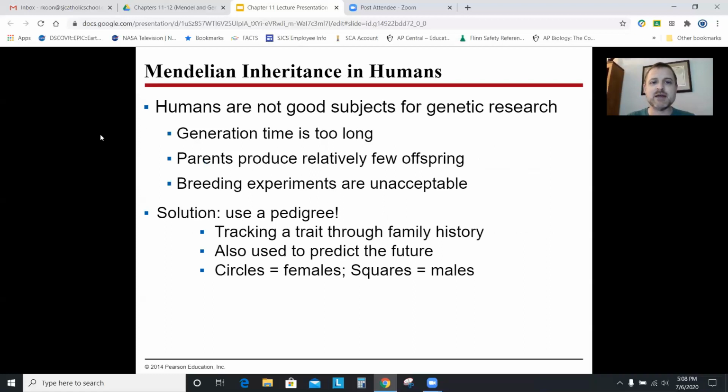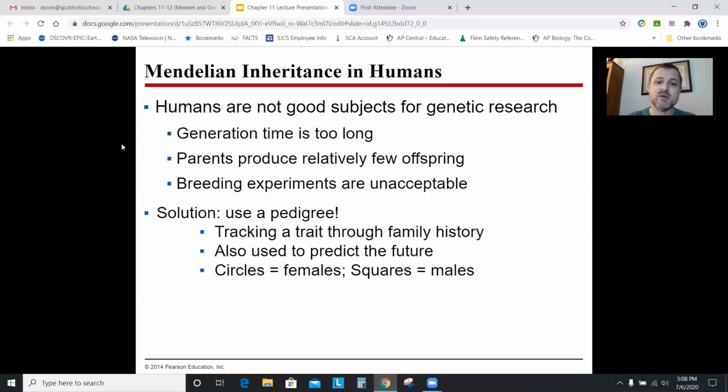So, okay, pedigrees. Tracking traits in humans is different from doing genetic studies with fruit flies or peas, where I can get a new generation in a short period of time. With humans, it takes a long time to get new generations. So we use pedigrees to track traits. We're going to do lots of these in class.